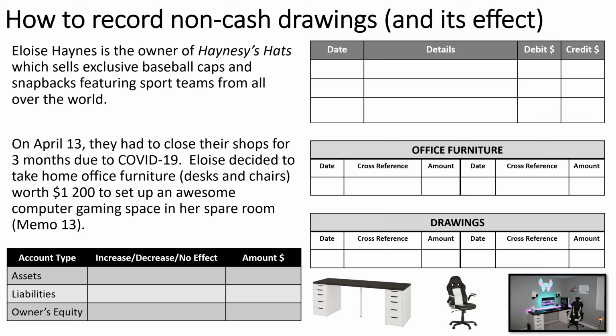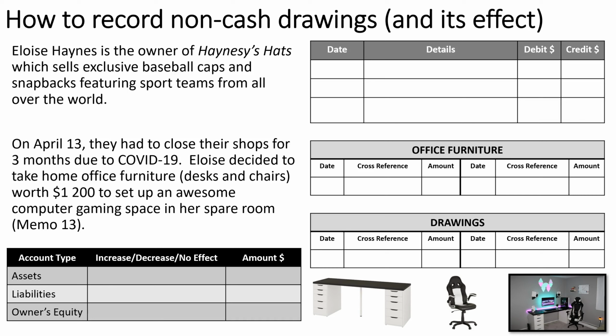On April 13, they had to close their shops for 3 months due to COVID-19. Eloise decided to take home some office furniture, so she took home some desks and chairs worth $1,200 so she could set up an awesome computer gaming space in her spare room. And she's written Memo 13 to verify this. So how would we record this?